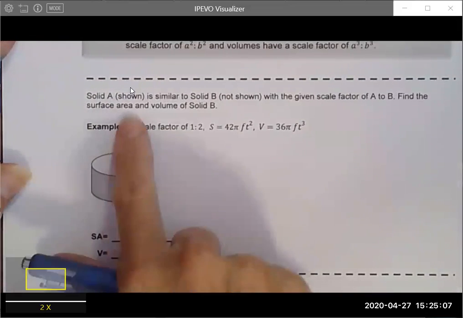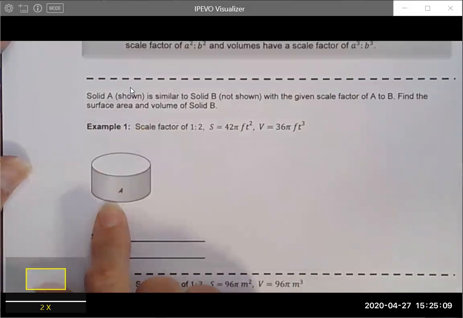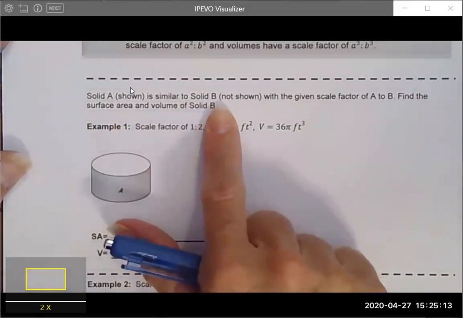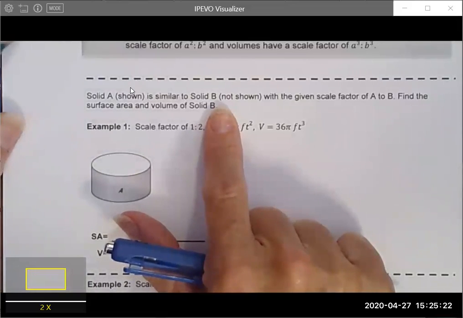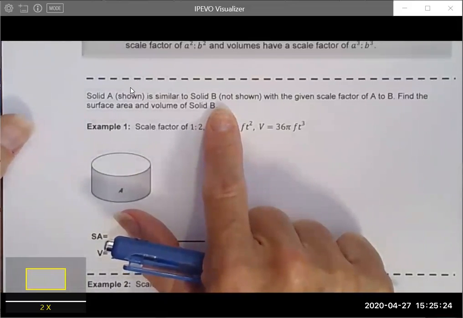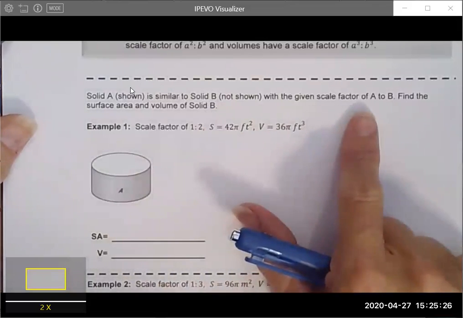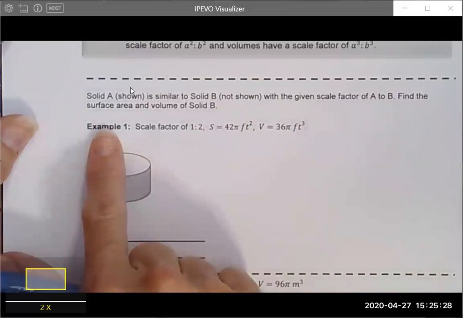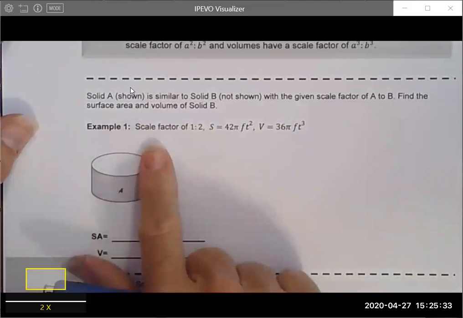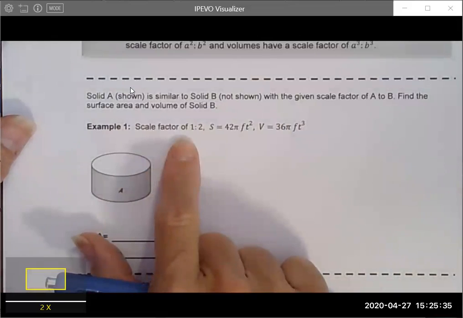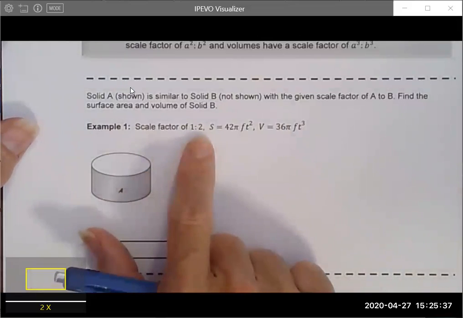In example 1, I am showing you a solid A, it's nicely labeled, and it's similar to solid B. If you remember, similar means it has the same shape and just a different scale factor. So my solid B is not shown, and you could draw it in if you wanted to, and it's given a scale factor of A to B, and they're asking me to find the surface area and the volume of solid B. The first thing I need to note is what my scale factor is. My scale factor is 1 to 2.